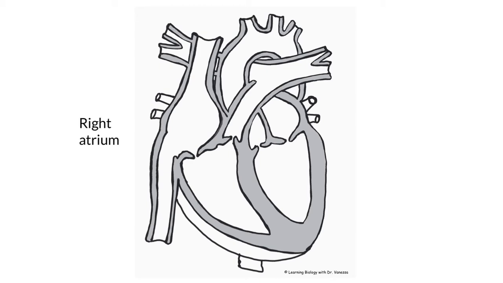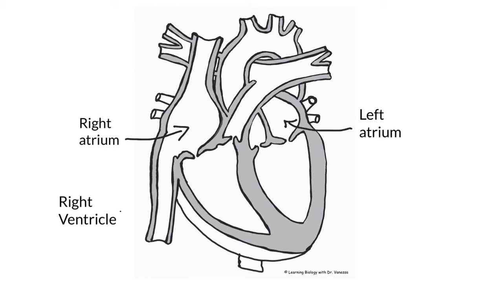So first we have the right atrium right here, the left atrium on this side, the right ventricle right here, and then you guessed it, the left ventricle on this side. If that went a little too fast for you, or if it ever does, please make sure to pause the video, catch up, and then continue on. So again, we have 4 chambers in the heart, 2 atria, and then 2 ventricles.